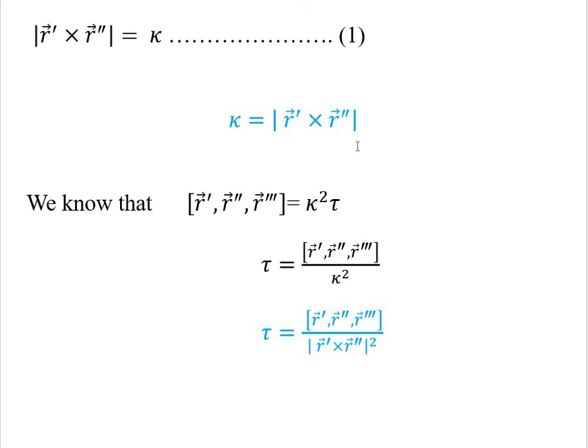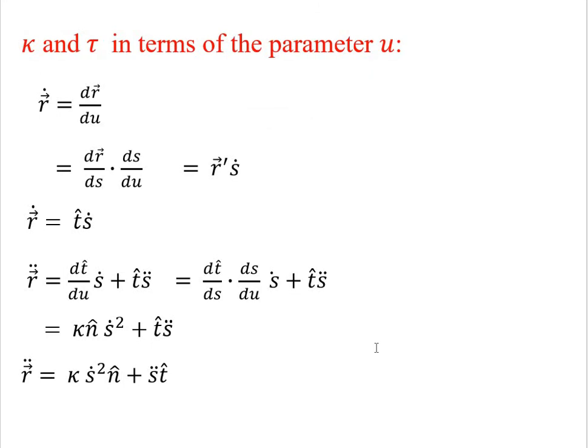Next we are going to find the torsion. We know one equation from this unit, the box product r vector dash, r vector double dash, r vector triple dash equals kappa square tau. This is the equation from the osculating plane, which we already saw in video 3. From this one, tau equals box product of r dash, r double dash, r triple dash divided by kappa square. We substitute kappa here, so we get tau equal to the box product r dash, r double dash, r triple dash divided by mod of r vector dash cross r vector double dash, the whole square.